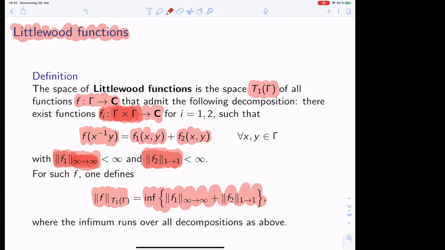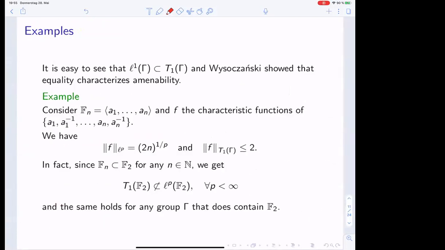Okay, so let's look at some examples. First of all, it is fairly easy to see that L1 of gamma is always contained in T1 of gamma. And it was shown by Wysochansky, if I'm correct, that equality in this inclusion characterizes amenability. That's one of the first main results about this space and how it relates to amenability and non-amenability of groups. Okay, so we will keep that in mind.